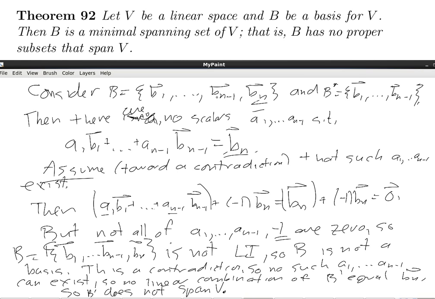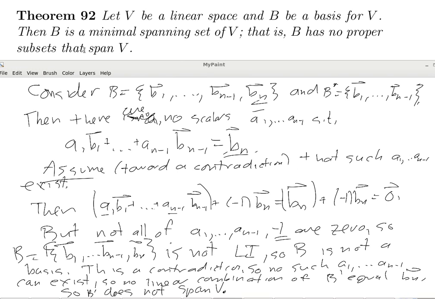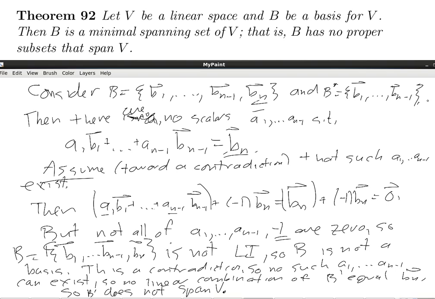And by the way, you can quickly amend this if you want to throw out more than one element. You could just do A1 up to Ak times those elements equals Bn, and you're going to get the same thing. So we've done it. If you throw out any of the elements, you're not going to be able to span V. So the basis is the smallest spanning set, in that you can't throw away any elements. All the elements are essential. We're done.